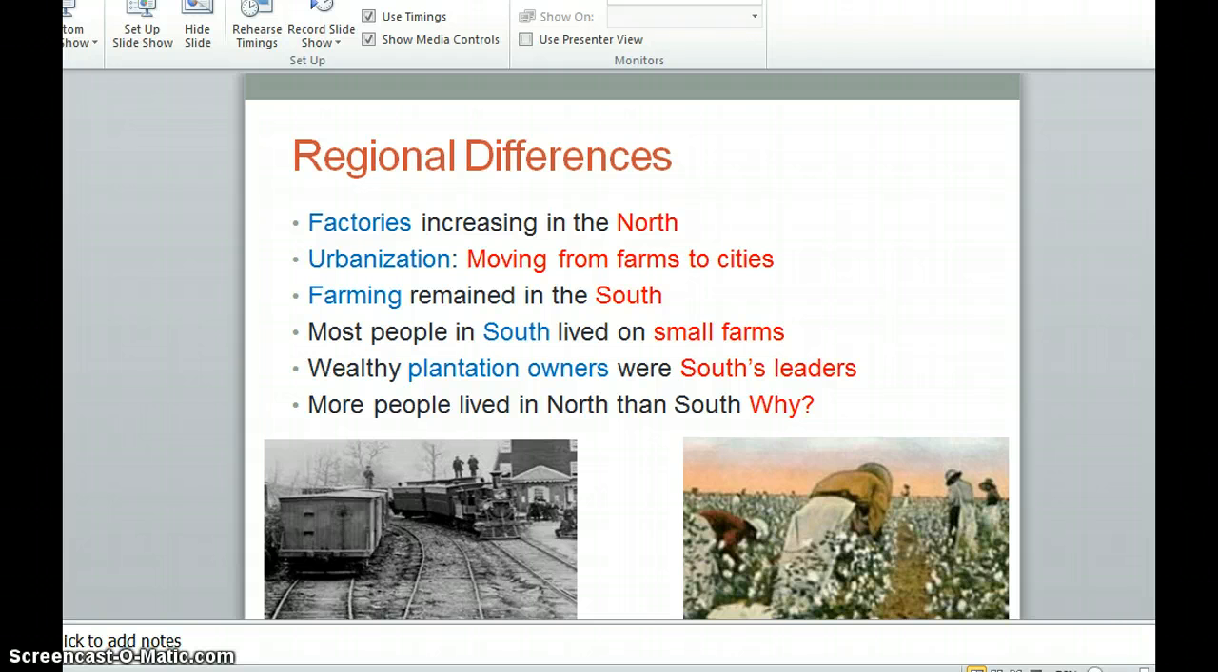Okay, why do you think that is? Well, in the North, there were more factories, which enabled the people to make a better living and create a better economy. So the people moved to the North in order to find work for their families.